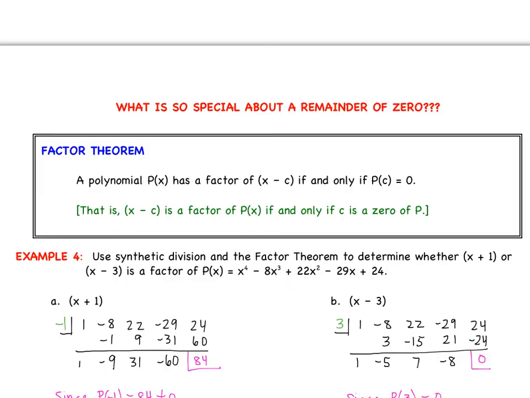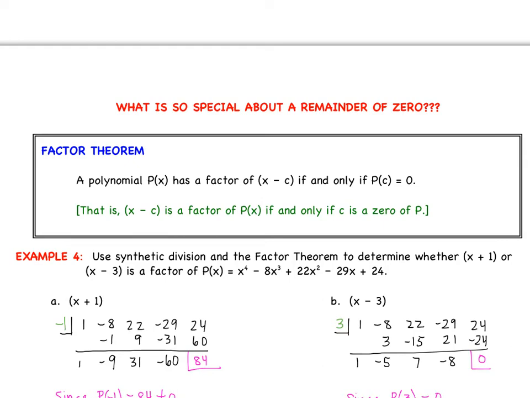So what's so special about a remainder of 0? We kind of just talked about that. That leads us to this factor theorem. Okay, so factor theorem. A polynomial, p of x, has a factor of x minus c if and only if p of c equals 0, meaning when we plug c in, we don't get any sort of remainder. We get a 0 remainder. Okay, so that is, x minus c is a factor of p of x if and only if c is a 0 of p. It's just another way of saying it, okay?